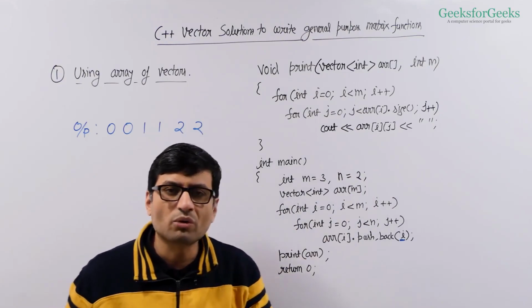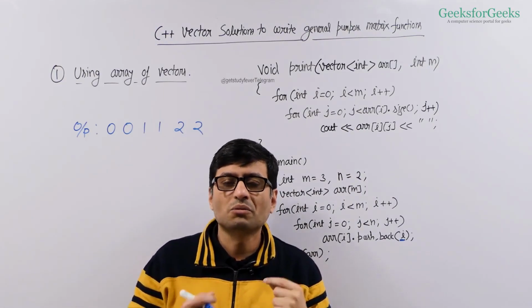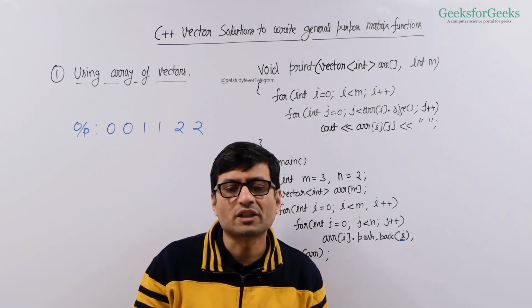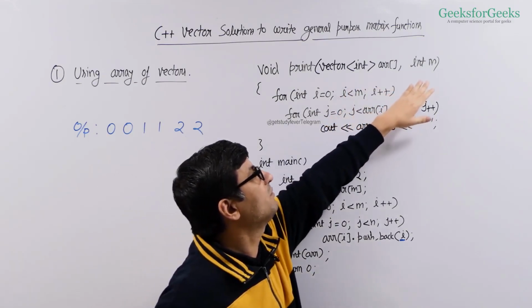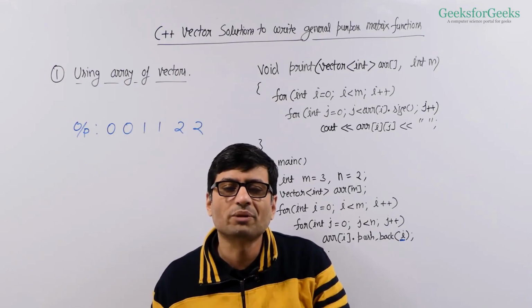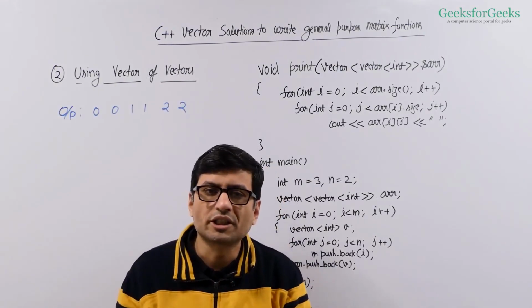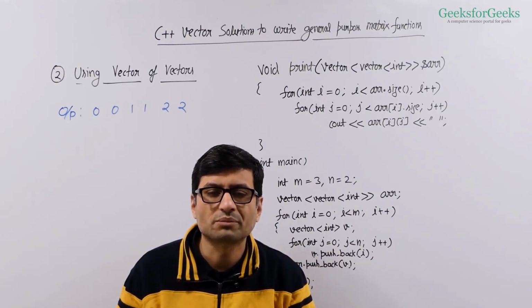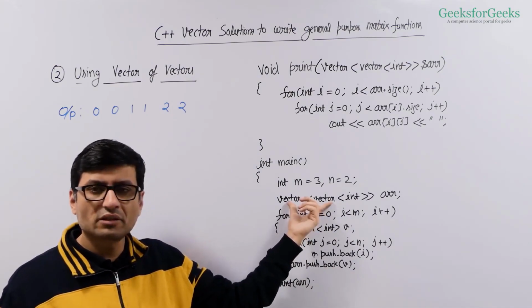So here is one more method which is based on C++ STL to create general purpose functions that take a matrix as an argument and print the content of this matrix, or any other function which does any operation on the matrix, and it's a general purpose function. Let us now see the next method to write general purpose matrix functions. We are using a vector of vectors here.